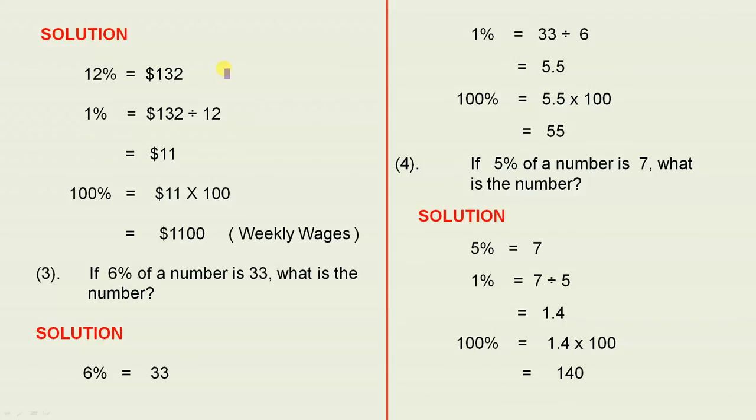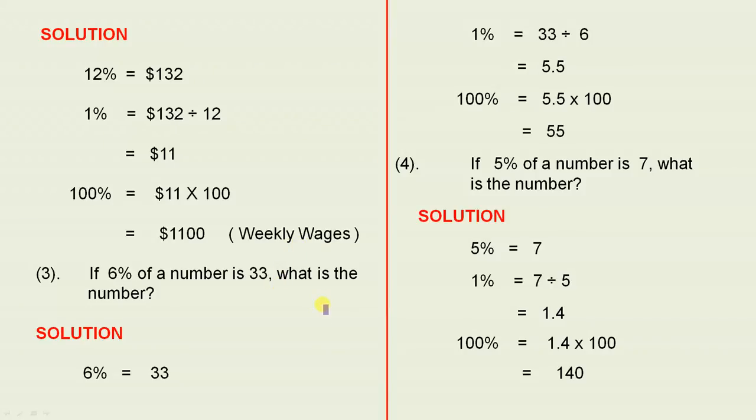The solution. So 12% of my wages are spent on groceries, and that amount is $132. So that's your number sentence. To find 1%, we have $132 divided by 12. That's $11. Therefore 100% must be $11 times 100, and that's $1,100, and that's the weekly wage.